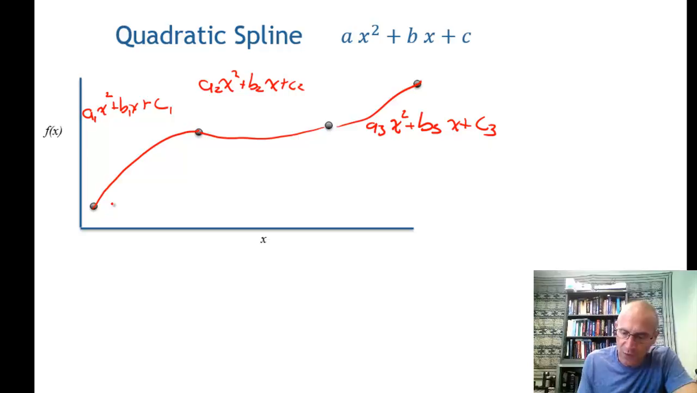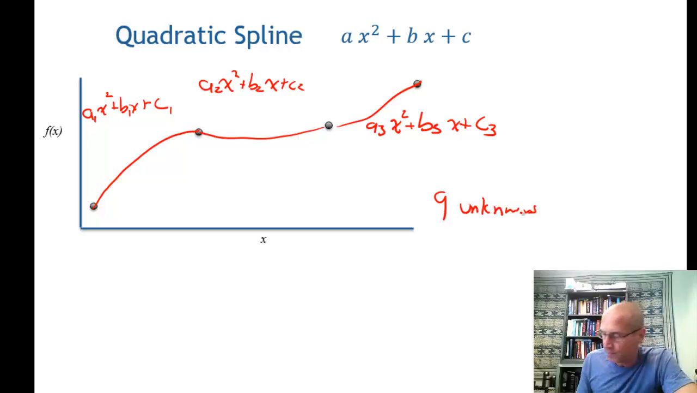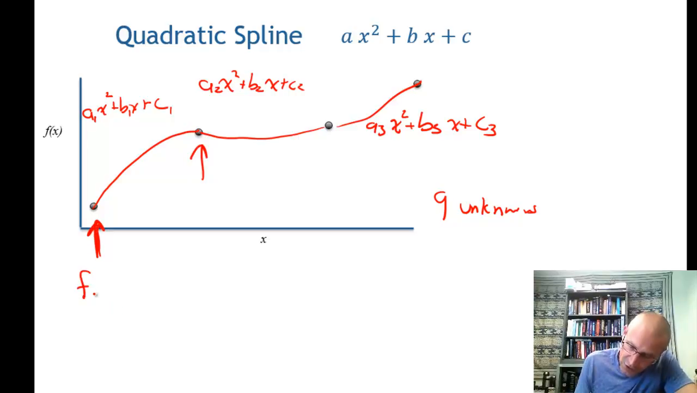So look at what I need to solve here. For example, just these 4 points, I've got 9 unknowns. So we have 9 unknowns that we would need to determine to fit this spline. How do we do it? Well, we have to get 9 specifications. So we're going to specify what our function value is at the 2 endpoints. We know what our function value is at 0. We might know what it is at point 1.